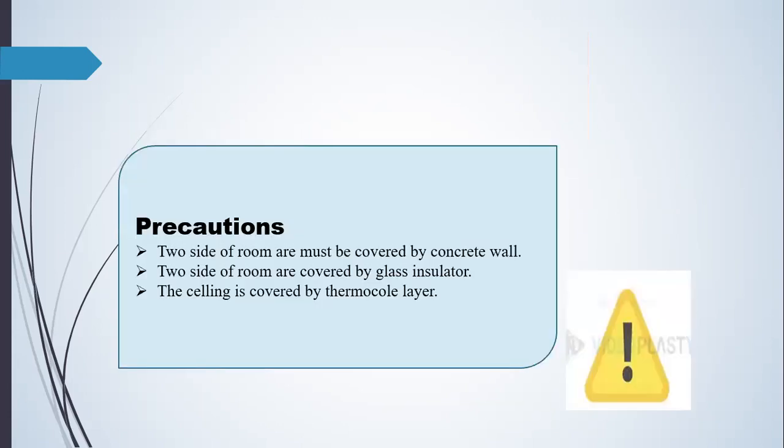Now, precautions. We need some precautions for our room cooler so that we can prevent dangerous or unpleasant situations that might occur in future when we are using our room cooler. So the precautions are here. Two sides of the room cooler must be covered by a concrete wall. Two sides of the room are covered by a glass insulator, and the ceiling must be covered by a thermocol layer.